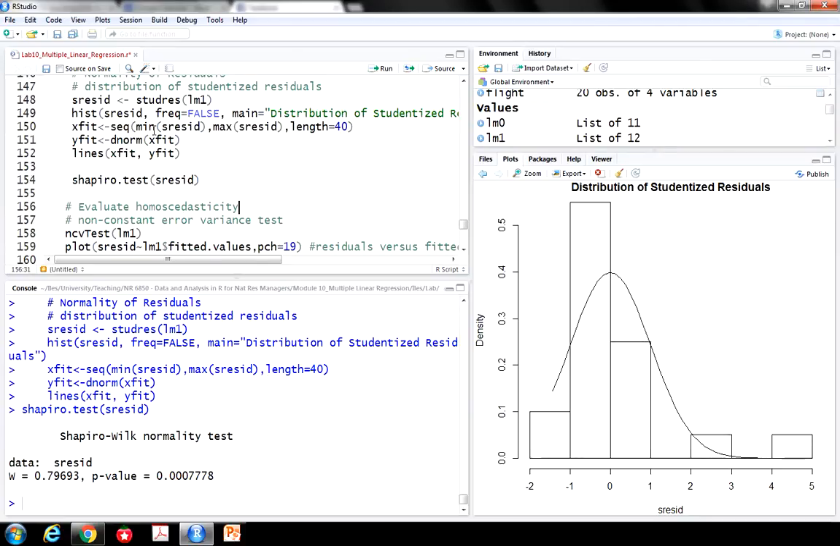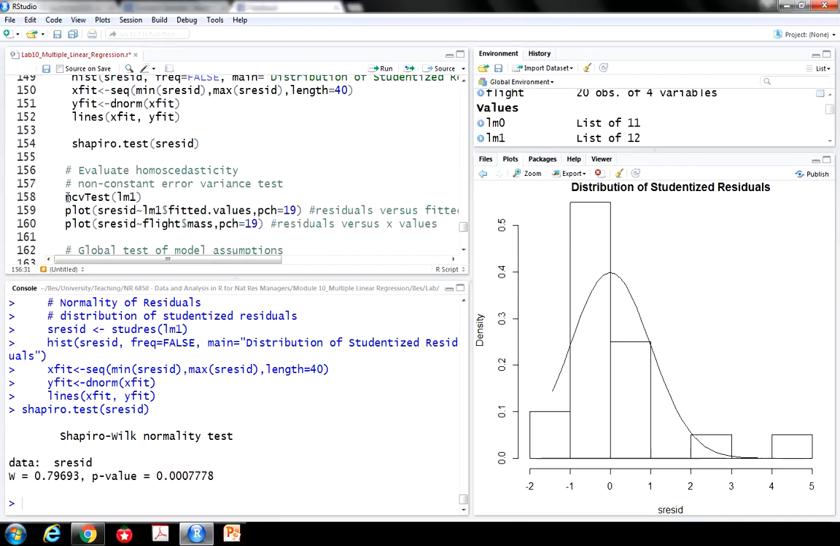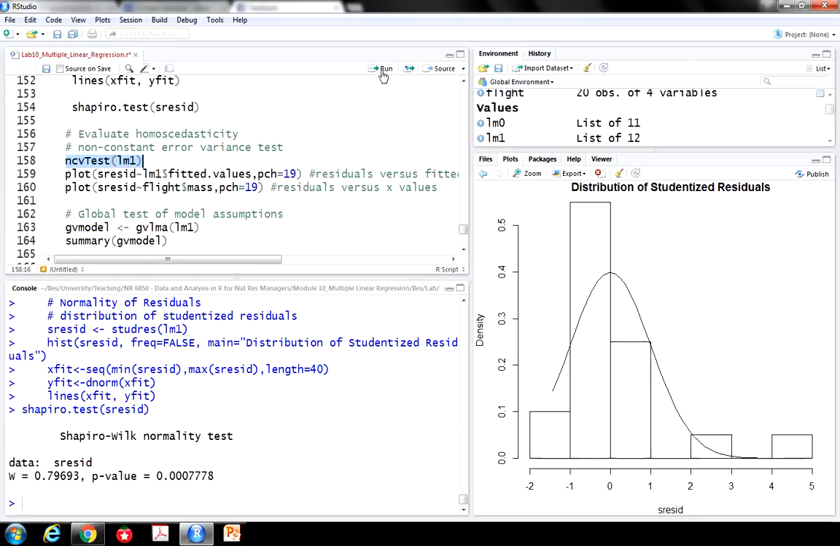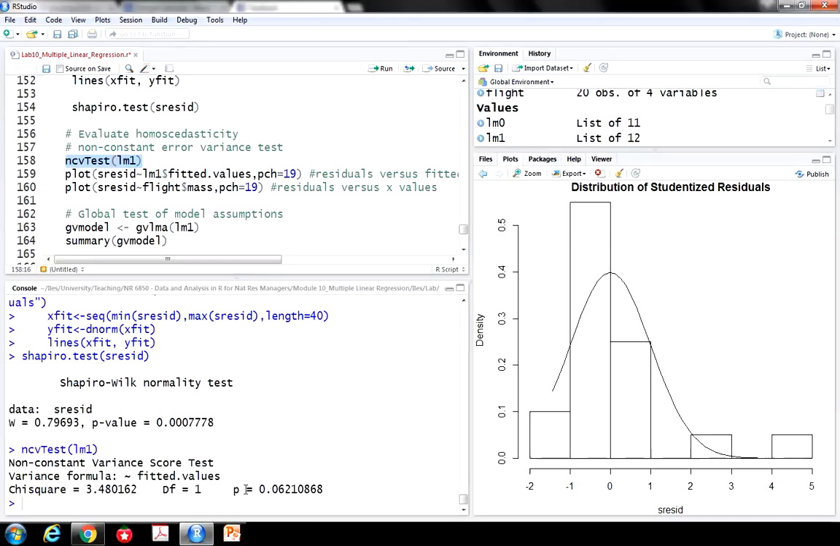So I sort of did that above with my leverage plot. But I can use this NCV test command to formally test for this non-constant error variance. And when I do that, I arrive at this p-value of 0.06, so that's approaching statistical significance, but maybe isn't quite there yet. So maybe I can actually be somewhat confident that my error terms are actually constant as I move from left to right.